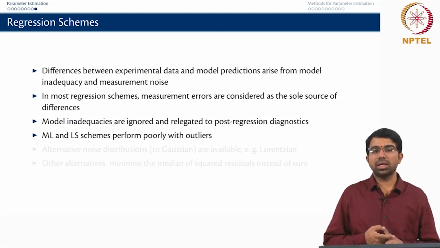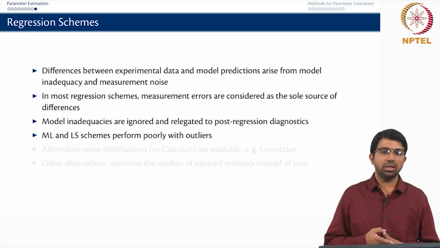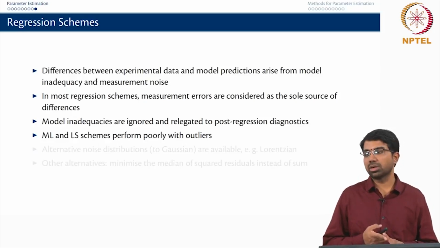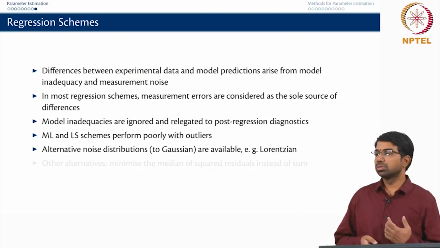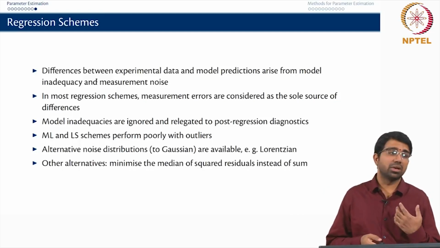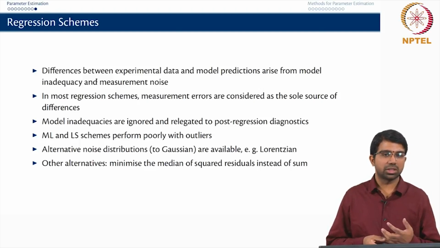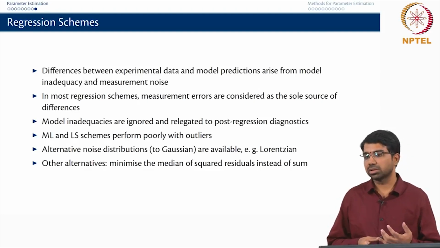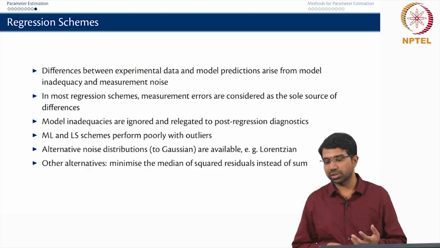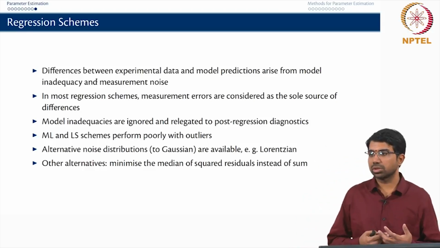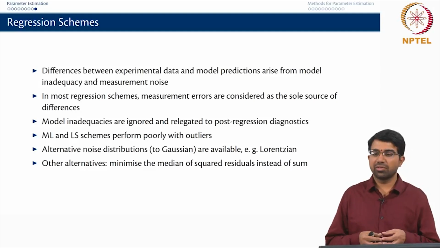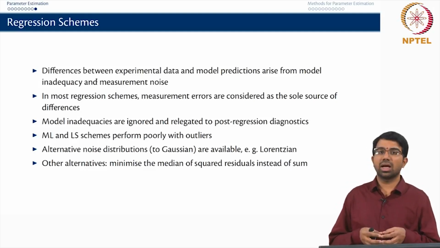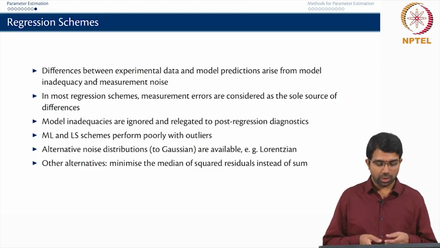One issue with both ML and least square schemes is that they both perform poorly with respect to outliers. One outlier can hurt it. So there are other alternatives possible. You may want to minimize the median of the residuals instead of the sum of the residuals, but anyway you have weighted least square formulations, and there are other noise distributions also that you can use. So all these things become very subjective, right, and they very well depend upon the modeling task at hand and how you pick them and so on.